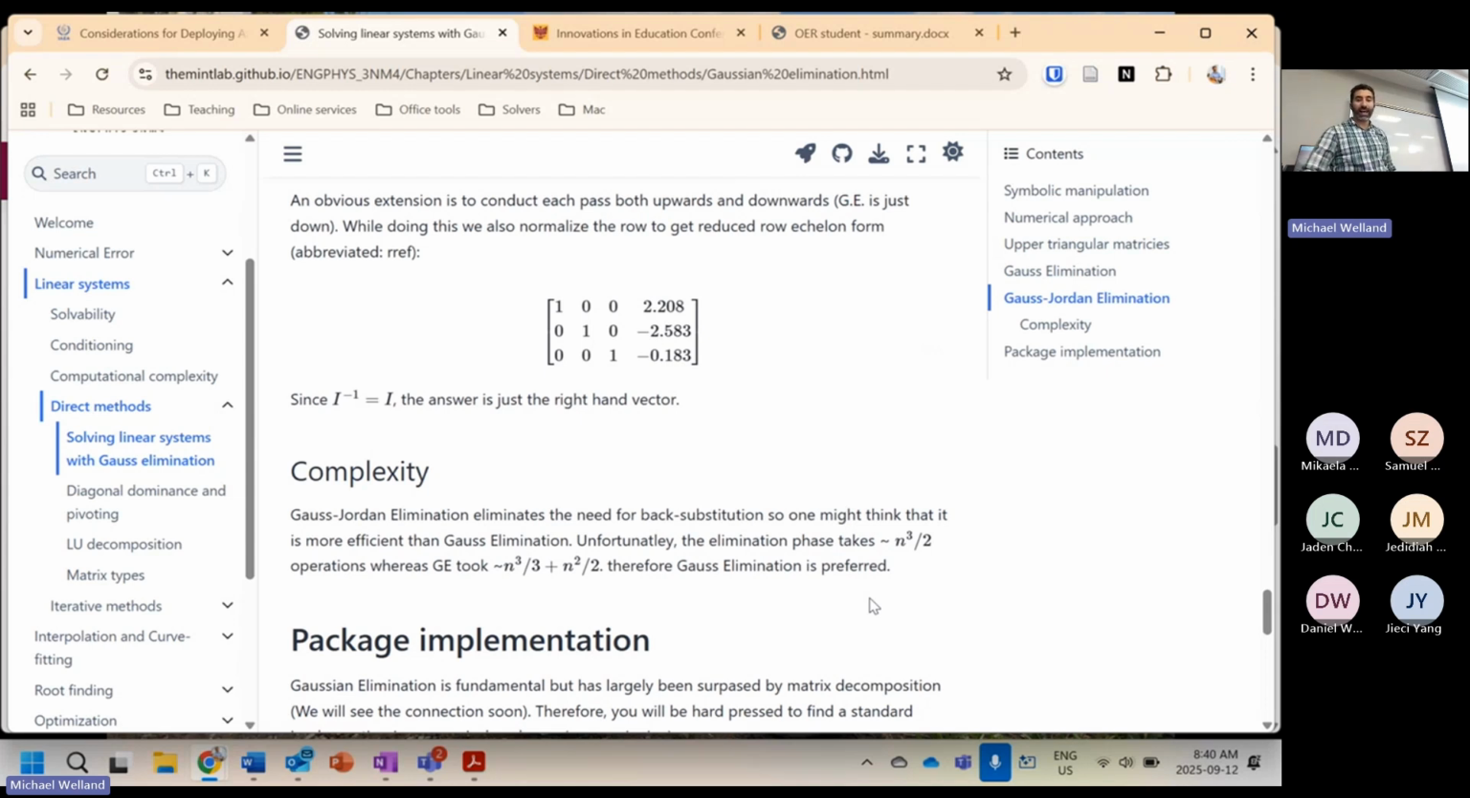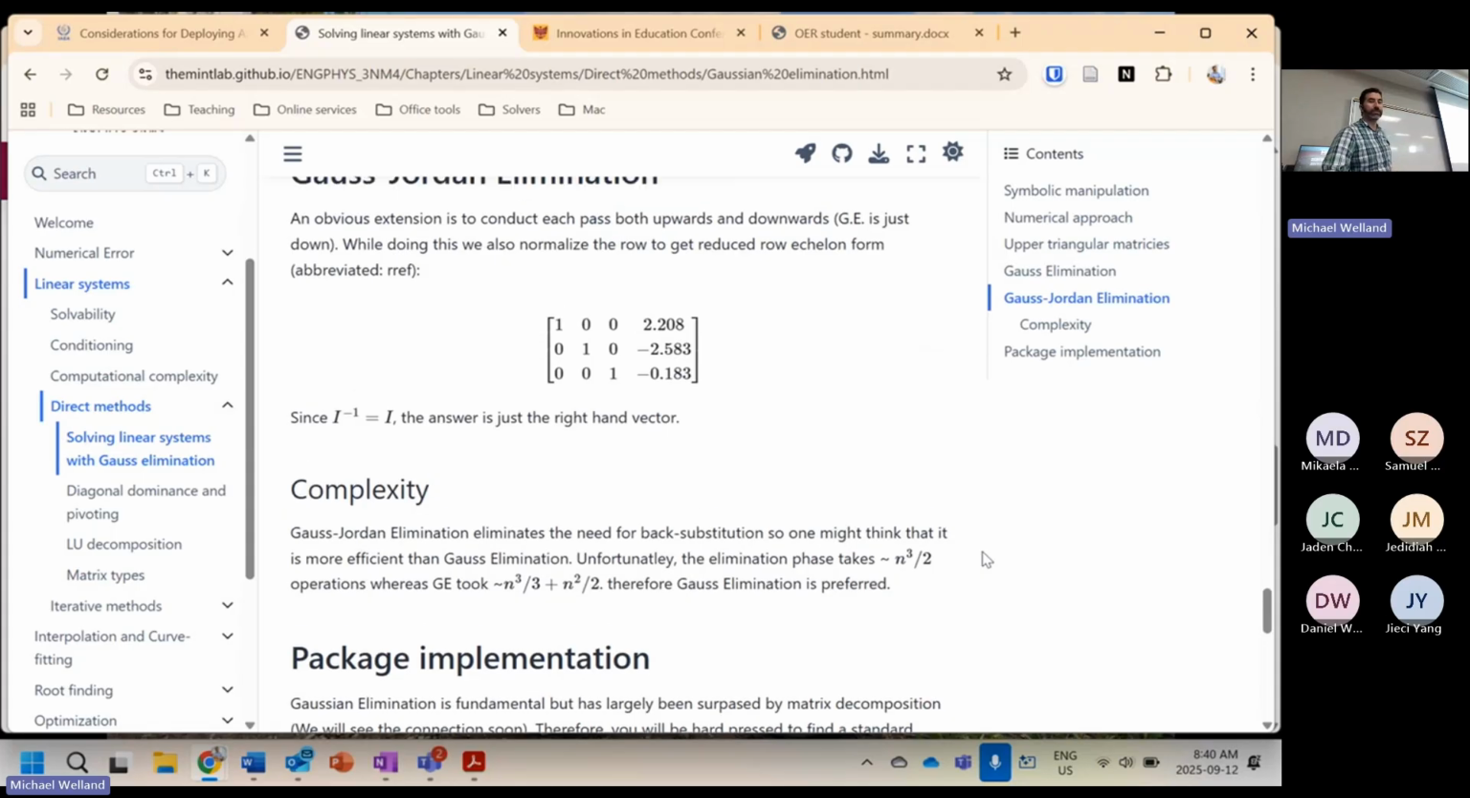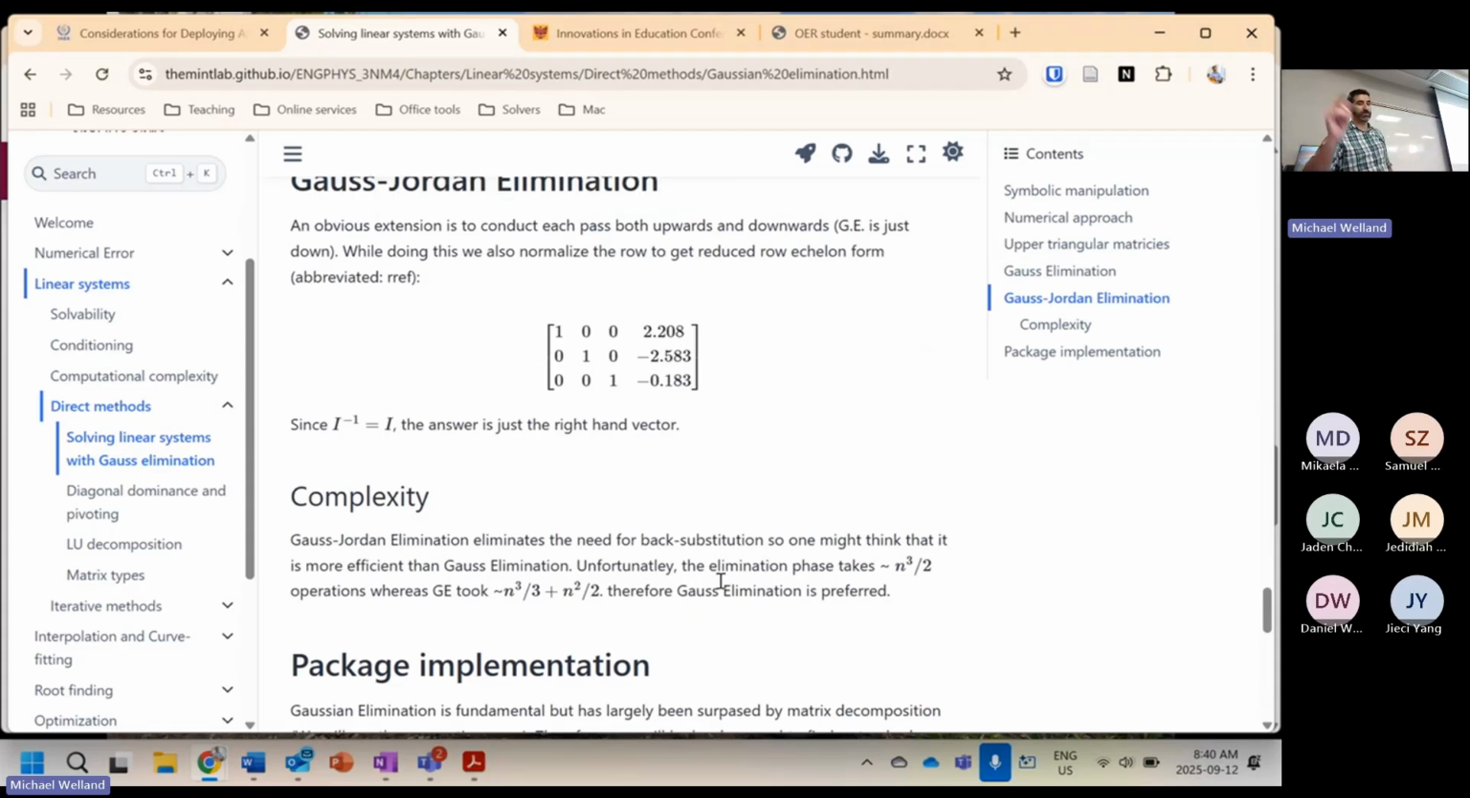In Gauss-Jordan elimination, the elimination phase takes n cubed over 2 in order to get to this matrix, which is now trivial, right? As compared to Gaussian elimination plus back substitution, which is n cubed over 3 plus the back substitution phase, which is n squared over 2, right? And that is always going to be a little bit less than Gauss-Jordan elimination. It's a little bit of a squeak. Makes a difference, right?